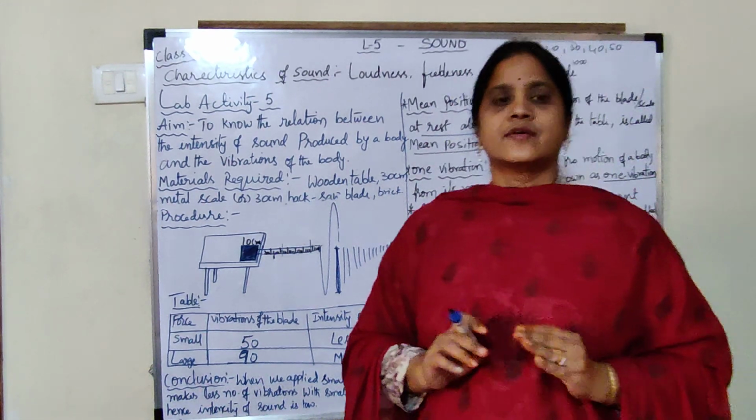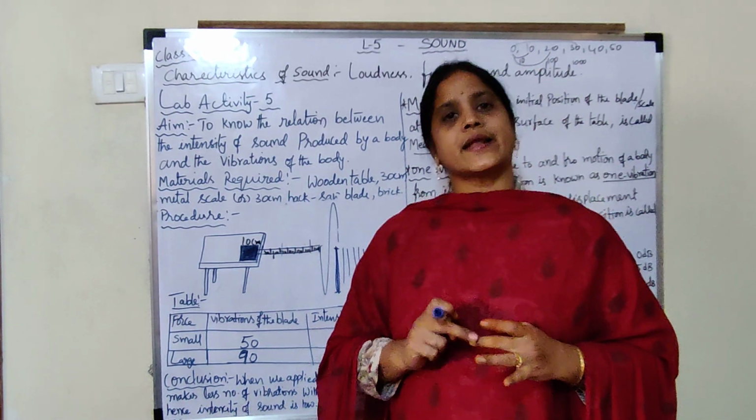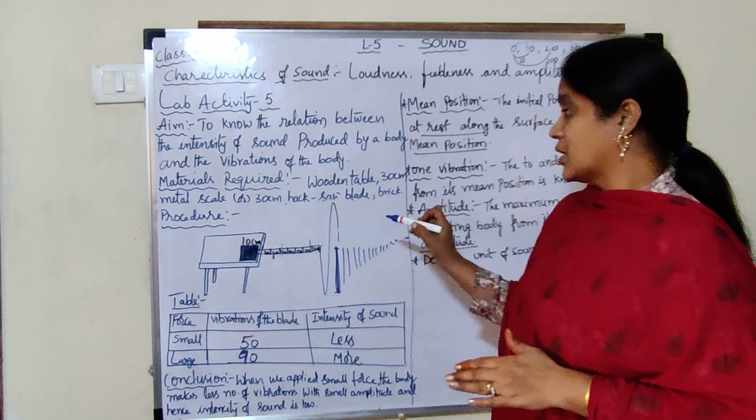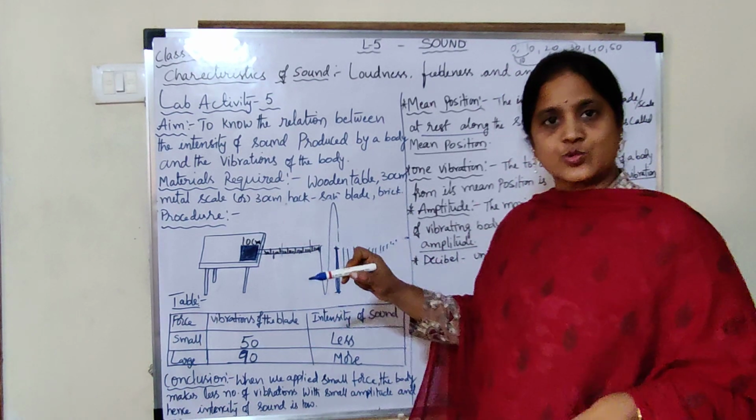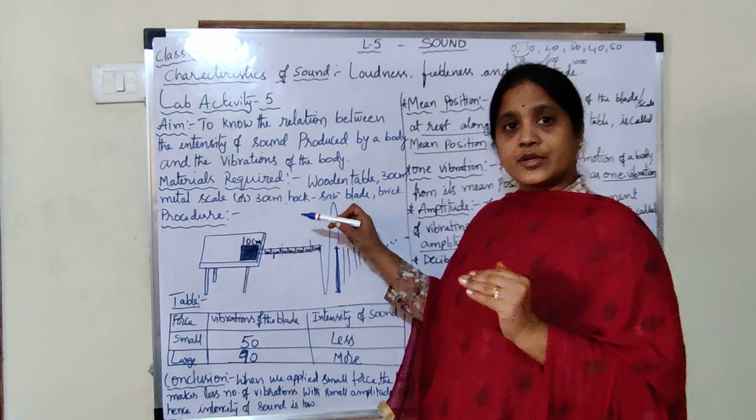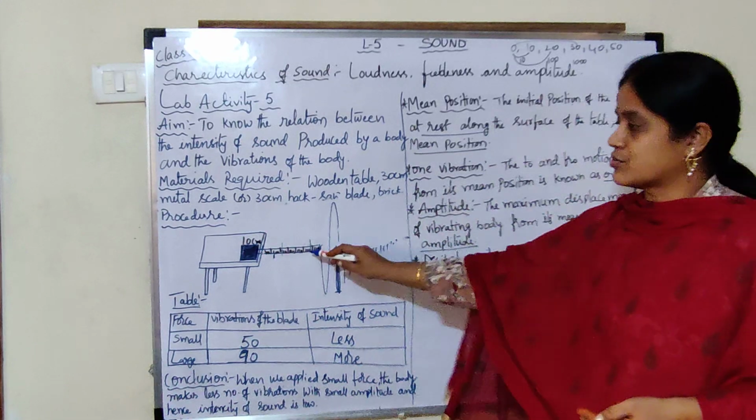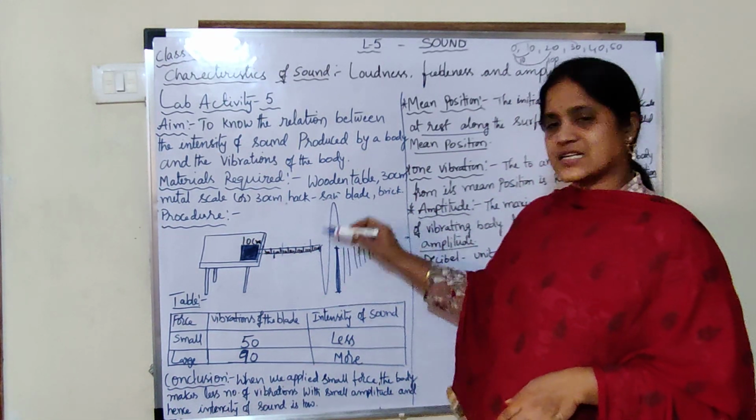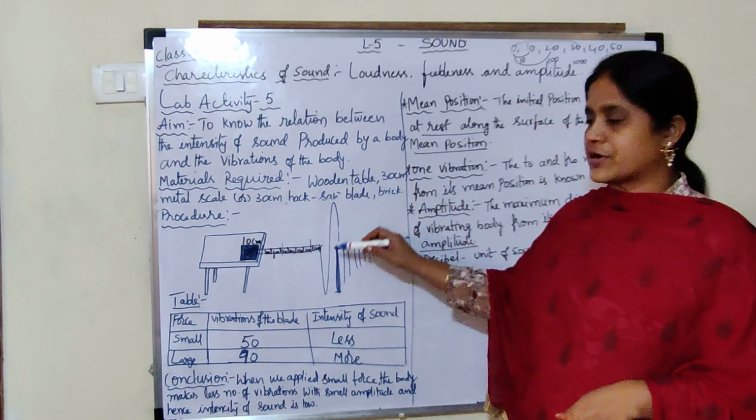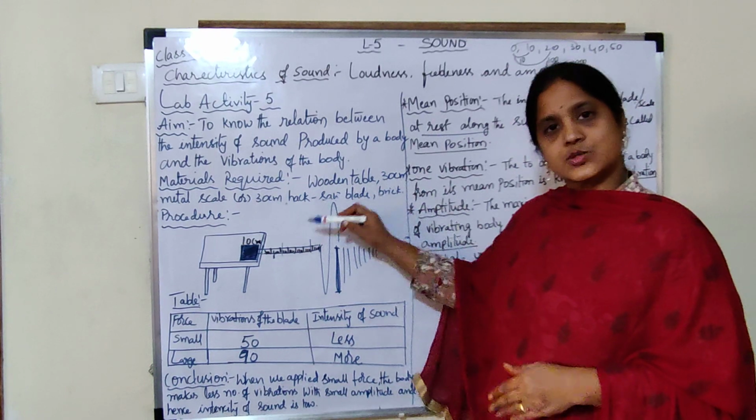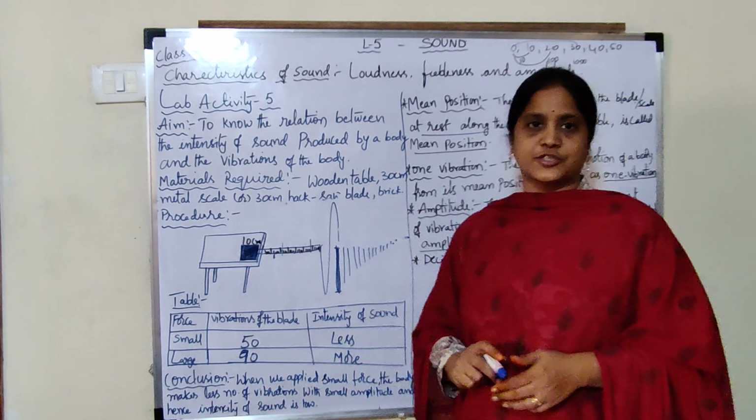Here three points we have to discuss: what is vibration, what is mean position, and what is amplitude. Mean position means the position of the scale at rest along the surface of the table, initially at rest. From the mean position, it starts vibrating in to and fro motions. One to and fro motion of your vibrating body is known as one vibration. And the maximum displacement of your vibrating body is known as amplitude.